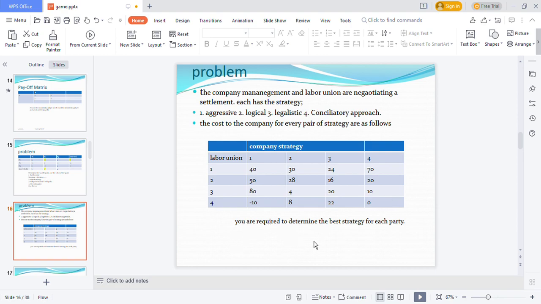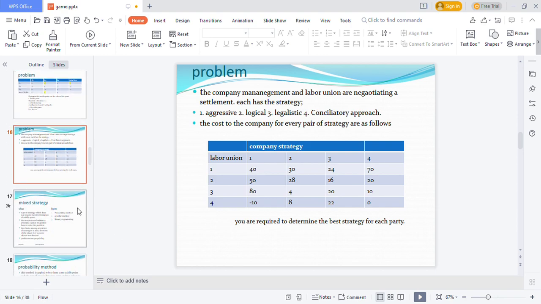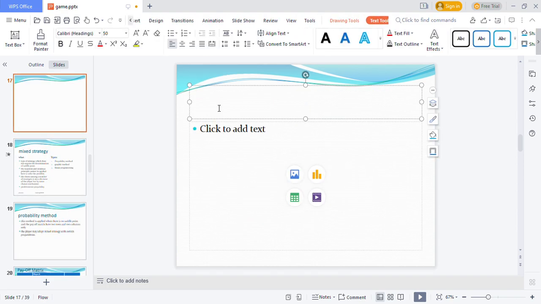You are required to determine the best strategy for each party. So we need to know which strategy the company management will take and which strategy the labor union will take. And this is informed by one critical thing, the saddle point. The saddle point will tell us which strategy is best for company management and which strategy will be best for labor union. So let's now move to the practical part. This is how we come out with the solution.